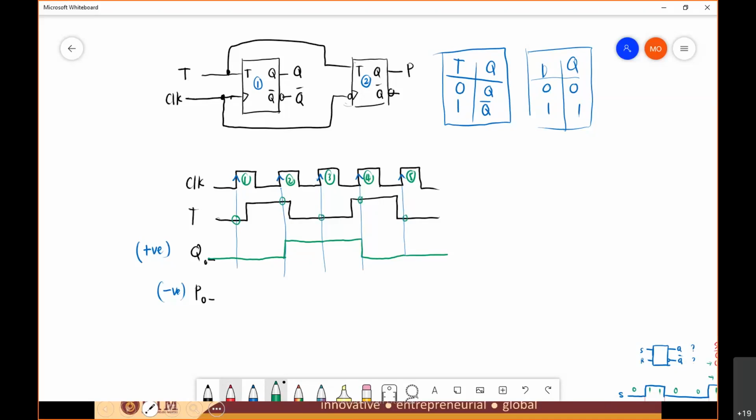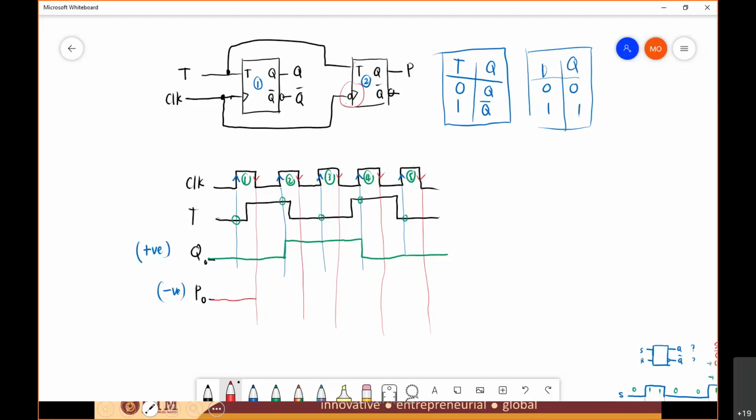Okay, next you're going to draw the output for the second T flip-flop. Since this one here is negative edge triggered, the output of the second flip-flop will only change every falling edge. So you draw a straight line every falling edge. Okay, so initial value is 0, so started from here to here, dia akan remain 0 lah.